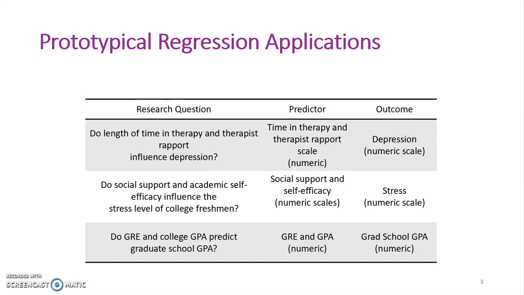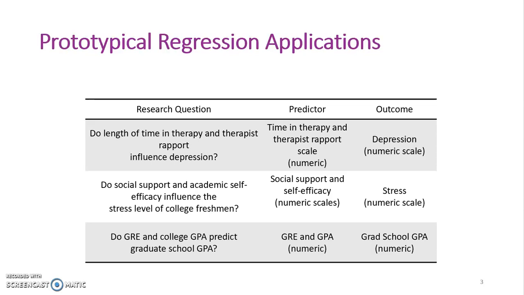A second research question might be, do social support and academic self-efficacy influence the stress level of college freshmen? Again, now we have two predictors here, social support and self-efficacy, measured with numeric scales. And we have a continuous numeric scale as an outcome measuring stress.